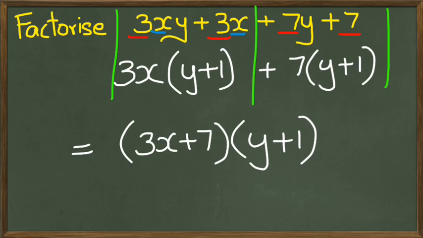The brackets could be the other way around: y plus 1 and then 3x plus 7. This is the same question we had before. Is 3 times 2 the same as 2 times 3? Yes, it is. So it doesn't matter which way you write the brackets first.